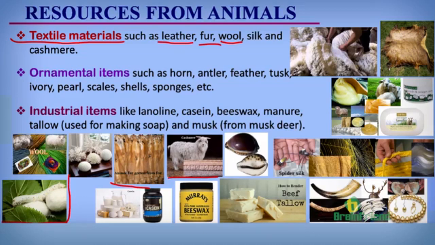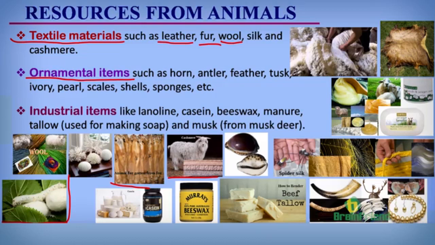Animals can also provide us with ornamental items as well. Ornamental items are items that are used to beautify our environment or to decorate our environment. We can also use some of these items for ceremonial purposes. They are also used as symbol of authority in traditional setting.